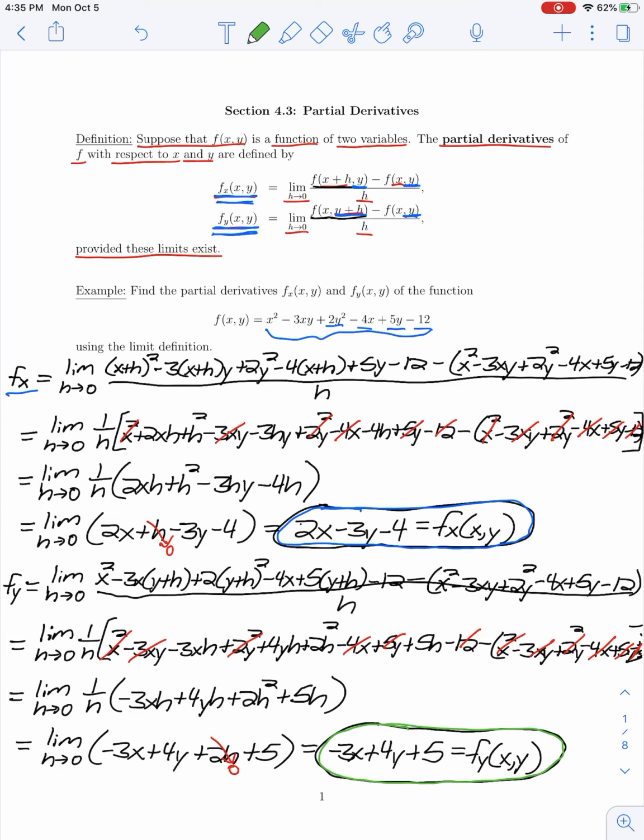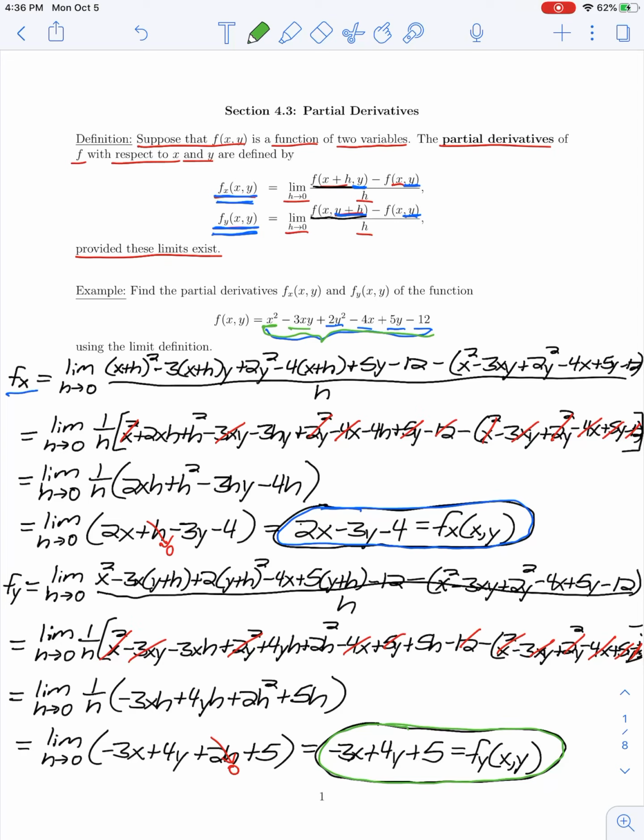So in the case that we were looking at the partial derivative of f with respect to y, well, in the limit definition, we said we were treating x as a constant. x is held as a fixed value, and we're looking at how the function changes as y changes. So if we were to just look at our function and think of x as a constant and y as our variable, the derivative of x squared would be 0, since x is a constant.